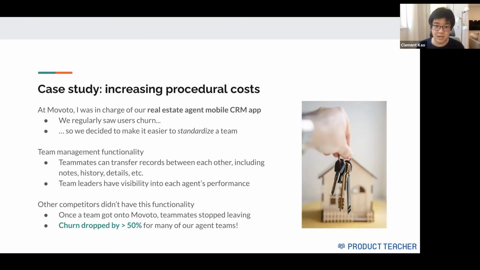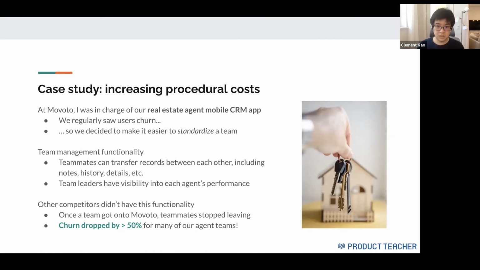And they can see the entire history of notes. They can see all of the details, what that user's preferences are, so that way they can best help that home buyer or that home seller and make that transaction happen. And so this was a really incredibly powerful set of functionality. And on top of that, a team leader could actually see each of their individual agents' performance. They could see who was doing well, who was doing poorly, and where they had to intervene. And that was functionality that didn't exist in other kinds of mobile CRM apps for real estate agents.